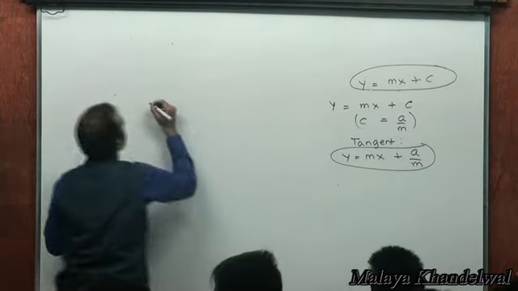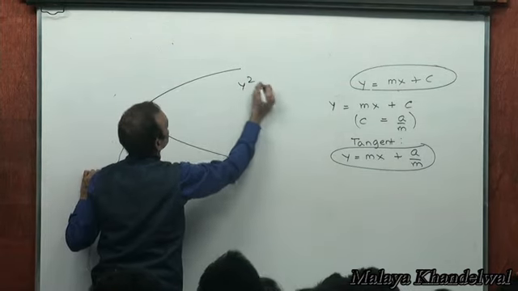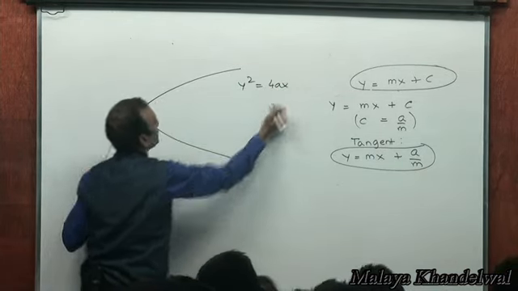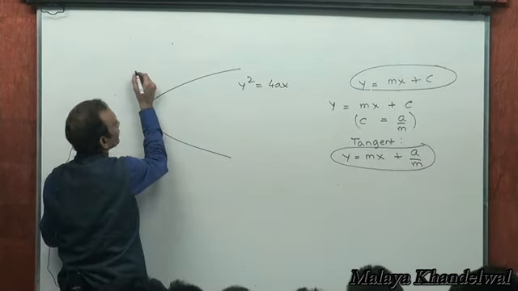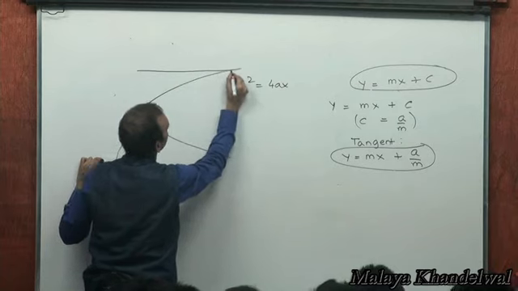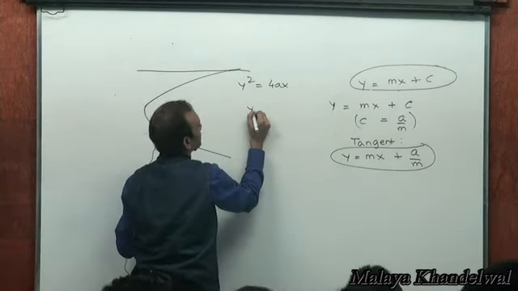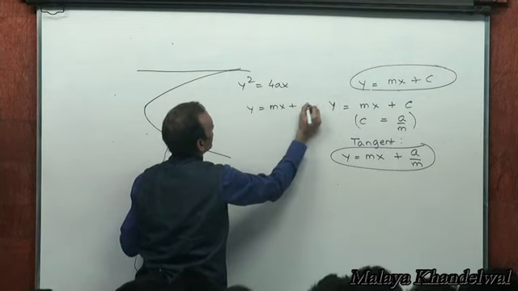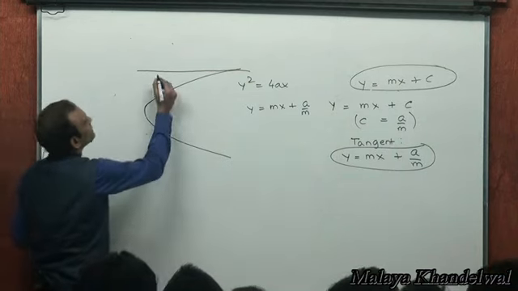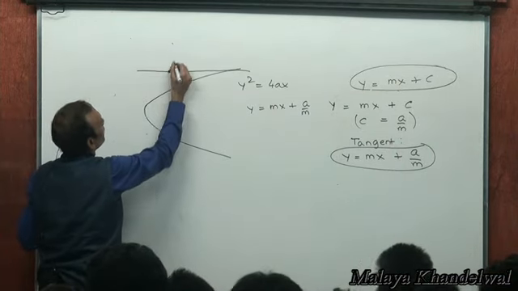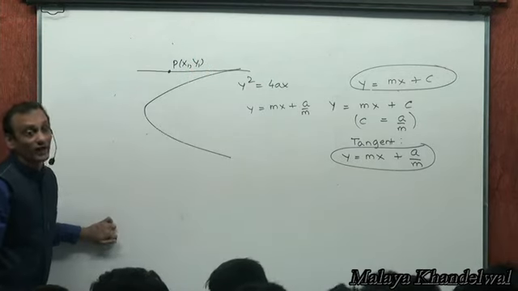Say this is a parabola, y squared equal to 4ax, and say this is a tangent, y equal to mx plus a by m. The tangent y equal to mx plus a by m is a tangent, right? And say this tangent passes through a point P (x1, y1).